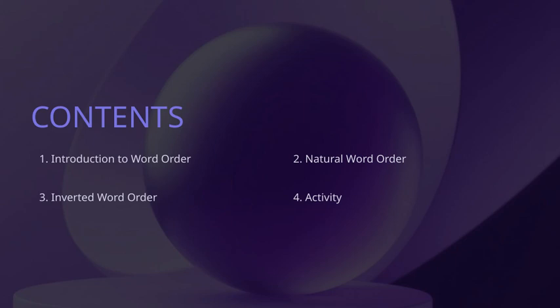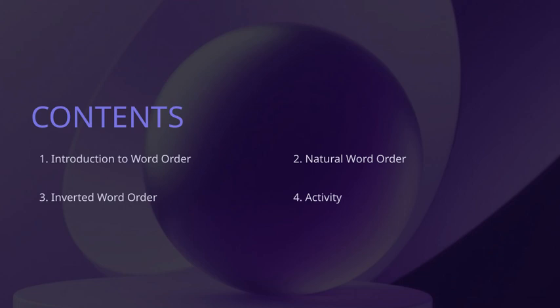First, we'll start with an introduction to word order, which is fundamental in understanding how sentences are constructed. Next, we'll explore the natural word order, which is the typical or most common way words are arranged in a sentence. Then, we'll examine inverted word order, a fascinating variation where the usual sequence is flipped for emphasis or stylistic reasons. Finally, we'll have an activity to put these concepts into practice and see how they work in real examples.